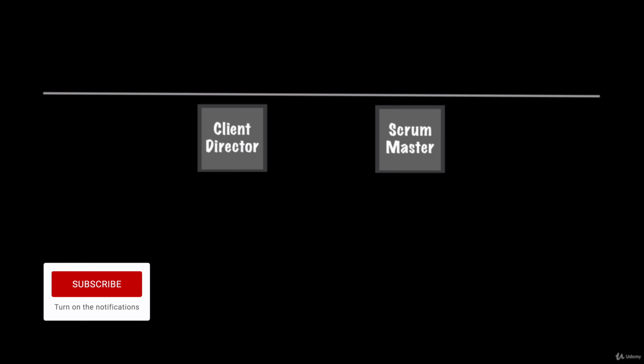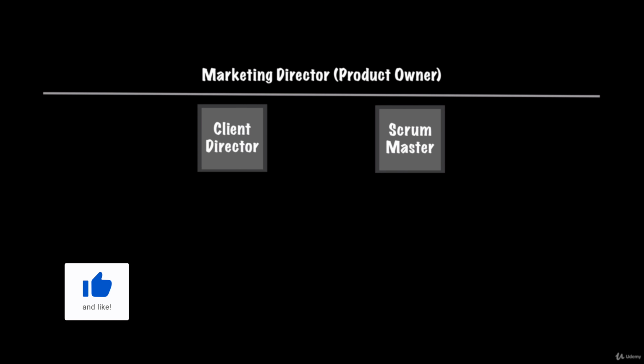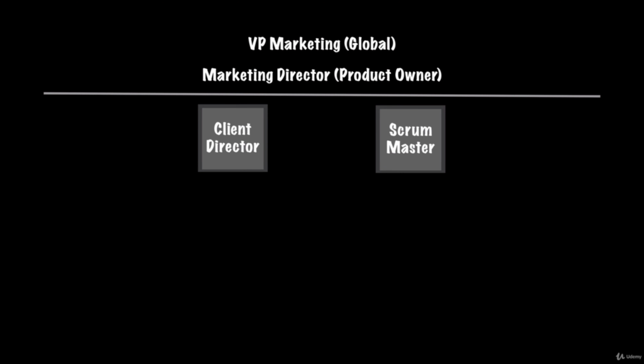And above that, we had the marketing director. The marketing director was based in the UK, and he reported into the VP marketing based in America. So this is the client side of the Agile marketing. And then we had external stakeholders as well, which were on the same level as the VP of marketing. These were the sales director and the head of IT.